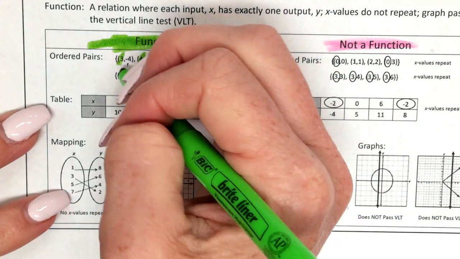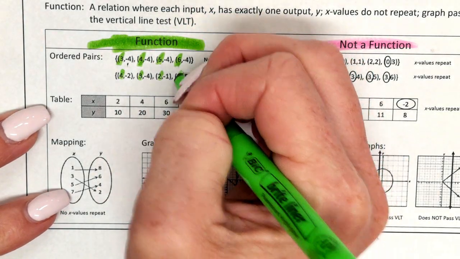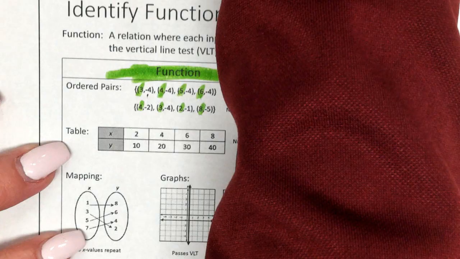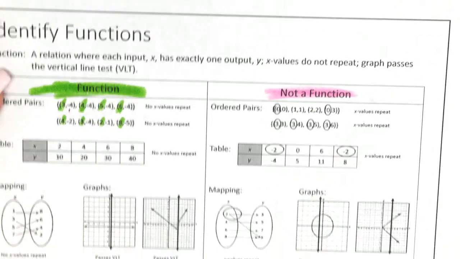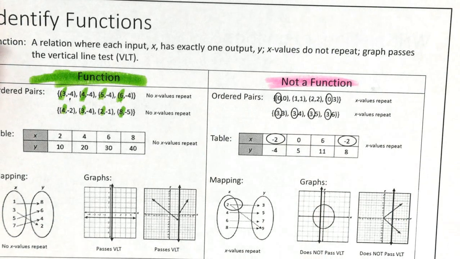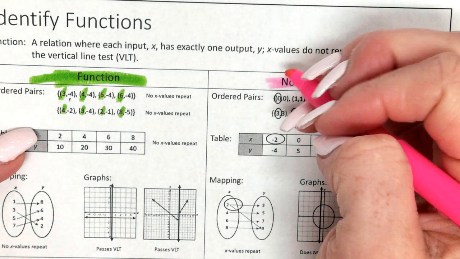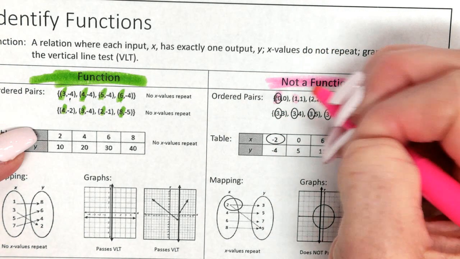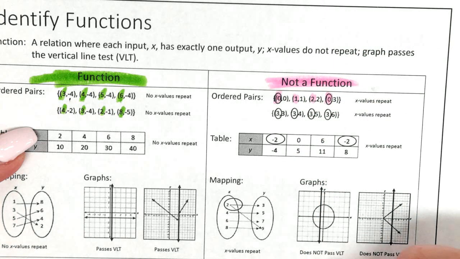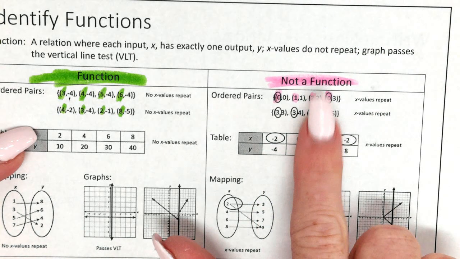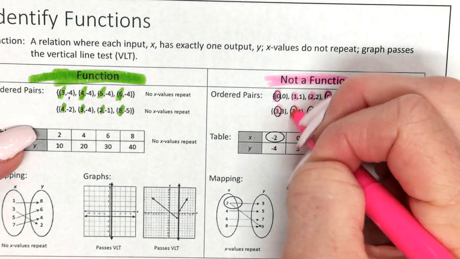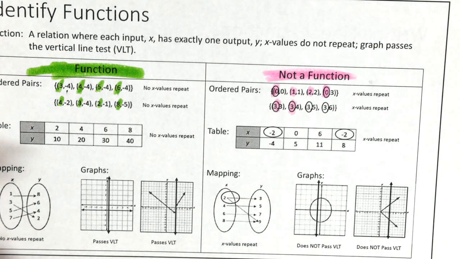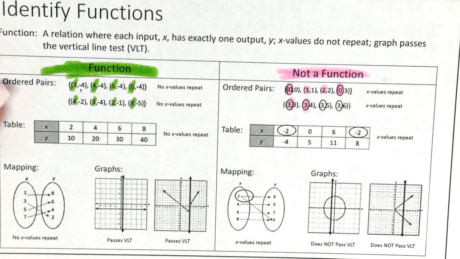All right, how about this one? 4, 3, 2, 8. Why is it a function? The x's did not repeat. All right, go over here. Let's look at why it's not a function. Here I have a 0, a 1, a 2, and a 0. Why is that not a function? The zero's repeated. Look at this one. 3, 3. I can stop right there. The 3's repeated. Y'all remembering this?